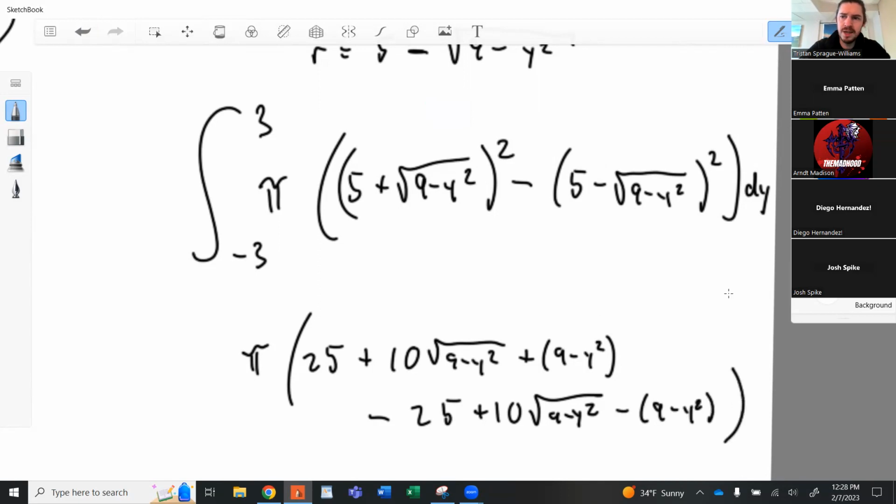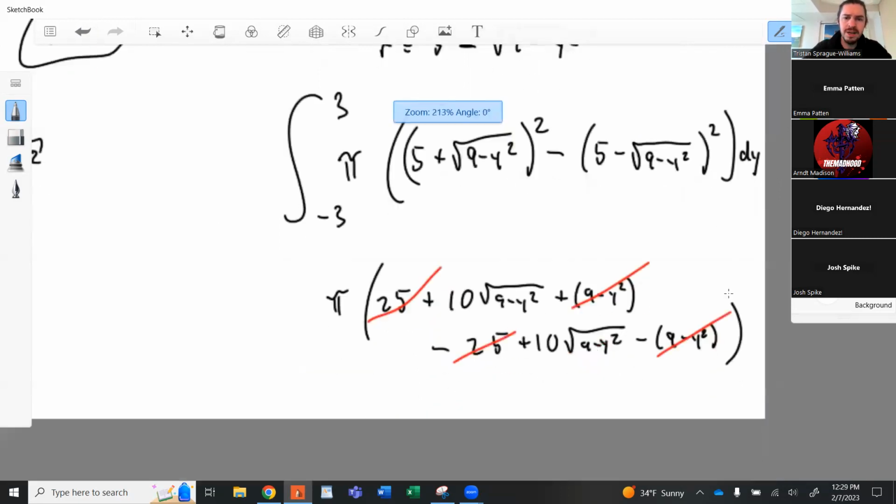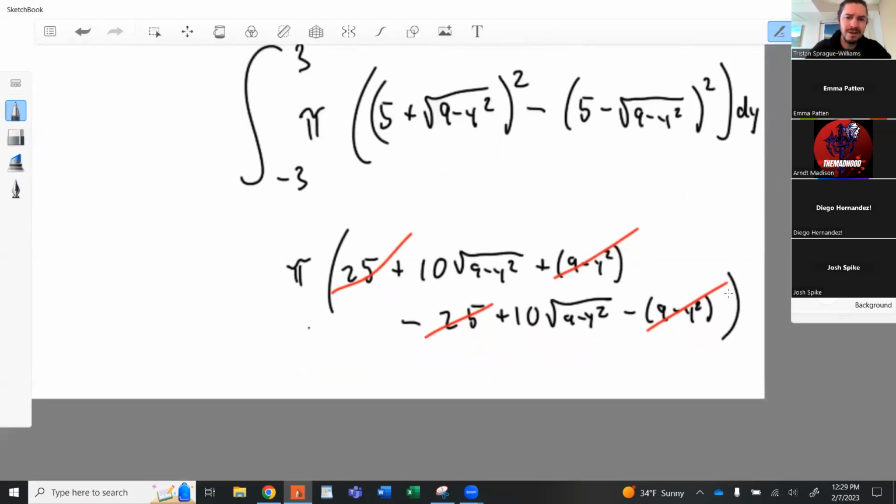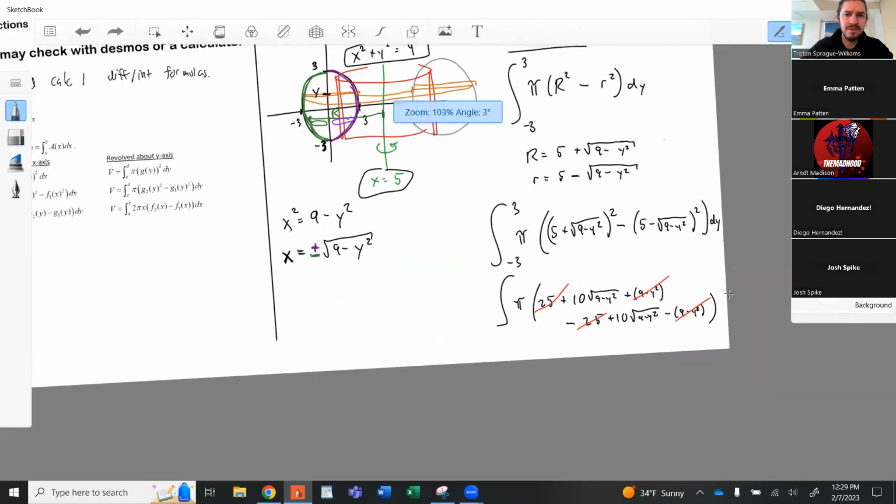It looks super yucky until you expand those, and the 25s cancel and the 9 minus y squareds cancel. And we really just get 10 plus 10 is 20. So what we're integrating here is really just, let me give myself some more space.